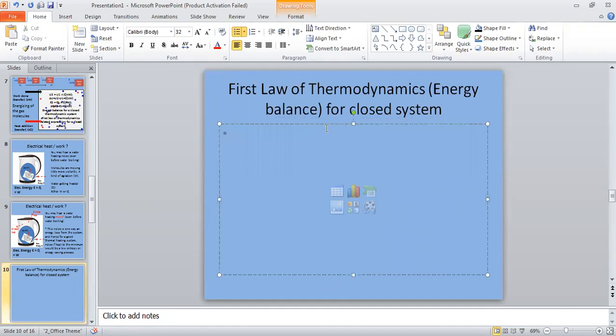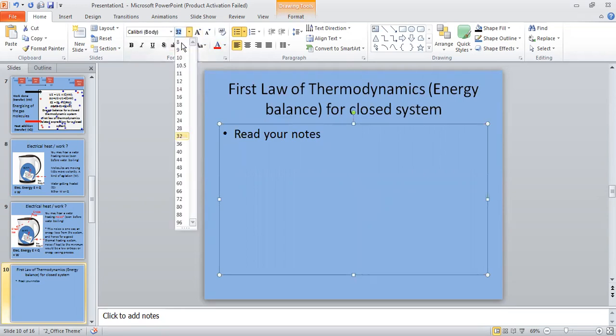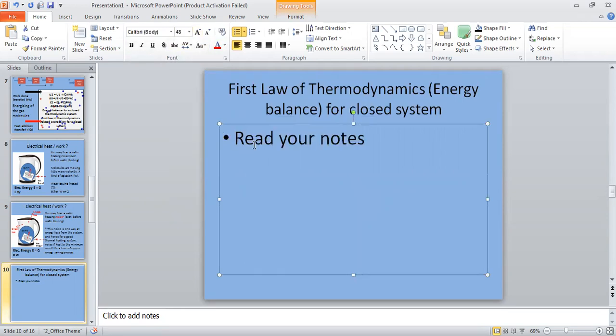So now you can read your notes, not now. So there will be better understanding for you. Okay, refer your note. Good.